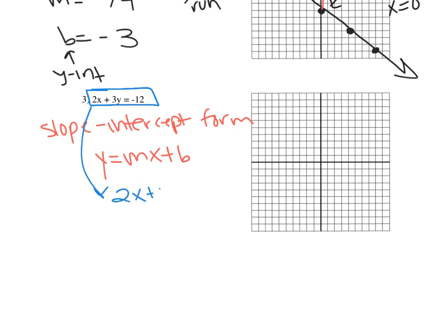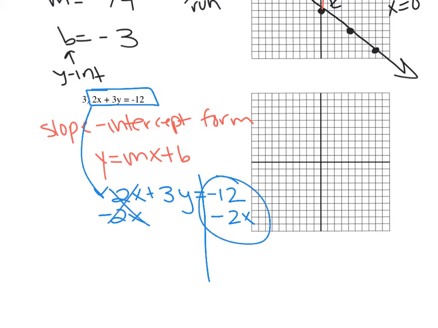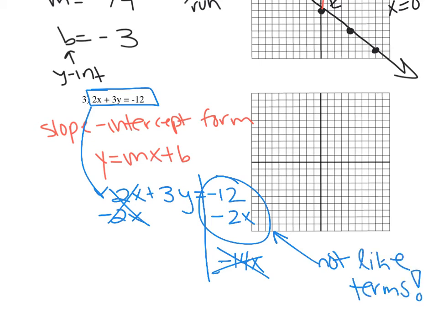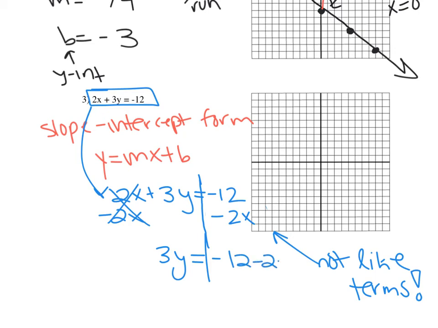So I have 2x plus 3y equals -12. I'm going to subtract the 2x on both sides. Now, can I combine these? Is that going to be -14x? No, these are not like terms. So you cannot combine them. So let's leave this. We have 3y equals -12 minus 2x.